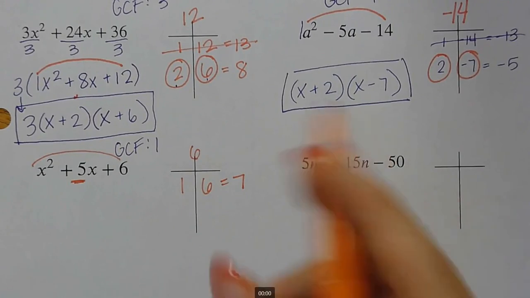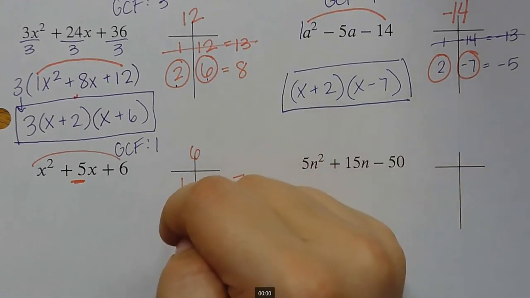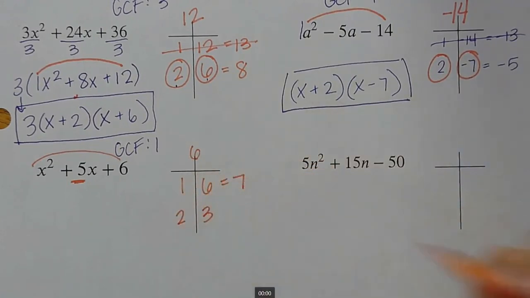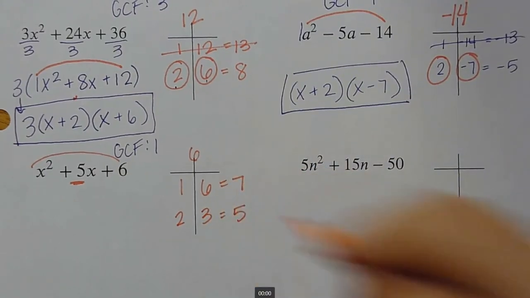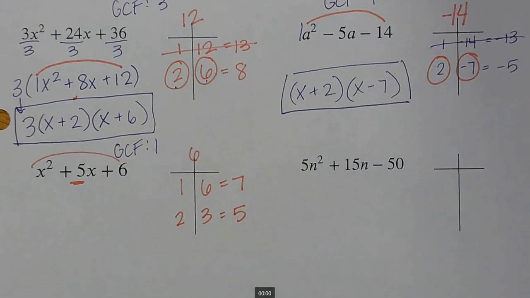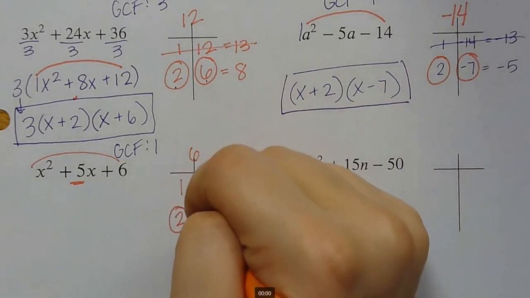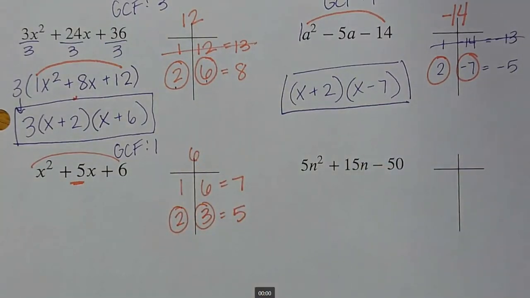Okay? So the only other two factors we have are 2 times 3. 2 times 3 is 6. What's 2 plus 3? 5. Does that make sense? So these are my factors. So I want you to see if you can write out the factored form. Write out your two binomial factors.